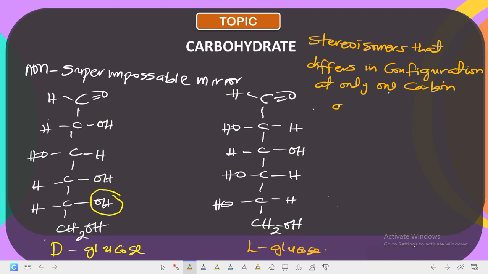I started with galactose. Galactose and mannose, rather, sorry. Galactose and mannose are C2 and what? C4 epimers of glucose. It means galactose differs from glucose at position number what? 4, while mannose differs from glucose at position number 2. So if I want to draw the structure of mannose now, what do I need to do? Just change this position. Take this OH to this side and then take this one to this side. It gives you the structure of galactose. So that is the only difference between galactose and glucose.